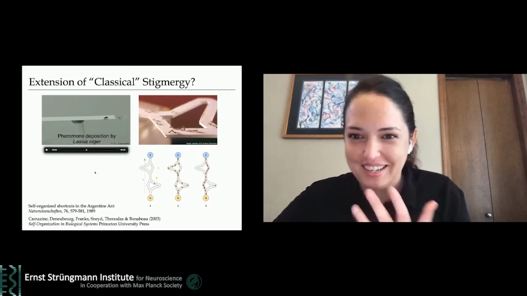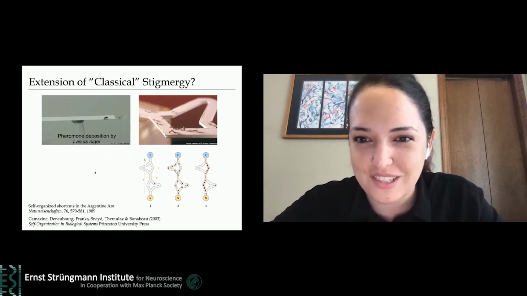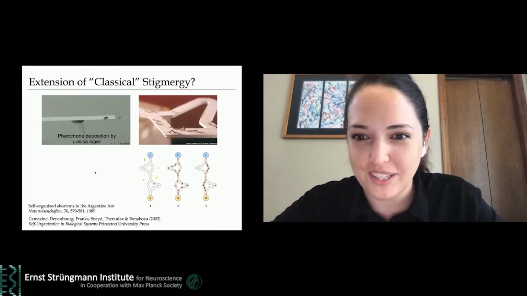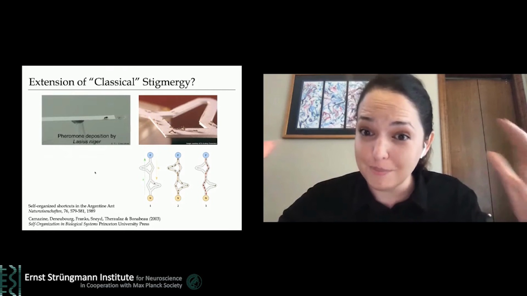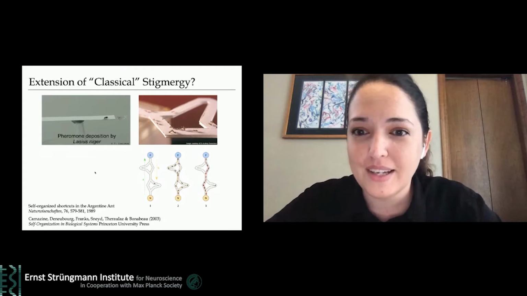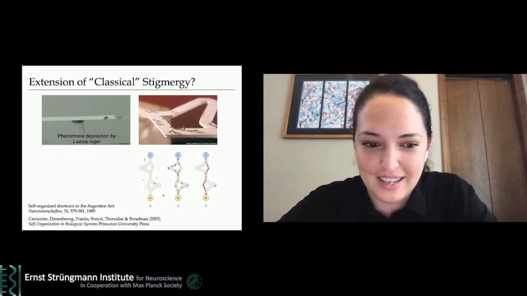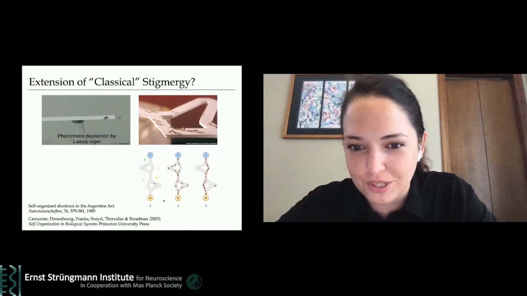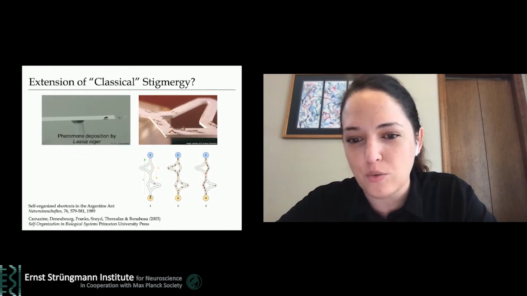A classic experiment that shows that ants indeed use this kind of communication through the environment, by depositing information in the environment, is illustrated over here. So that's basically a Y maze.